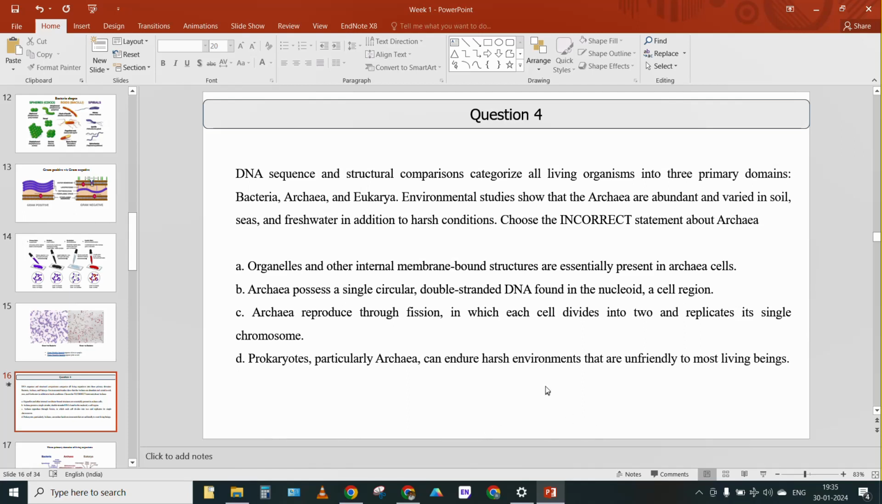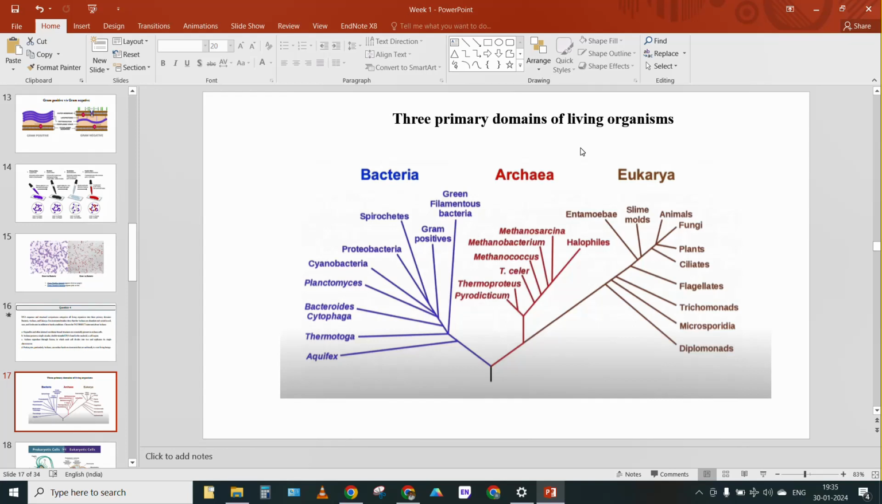So option A is the incorrect statement. We'll see how it is incorrect and how all the other statements are correct. Moving further, these are the three primary domains of living organisms: bacteria, archaea, eukarya. The primitive living world was classified initially into two primary domains, then it divided into three. Earlier it was eukarya and prokaryotes, that is bacteria and eukarya.